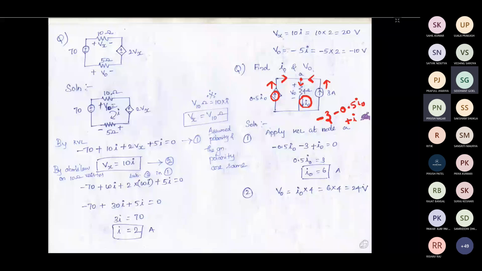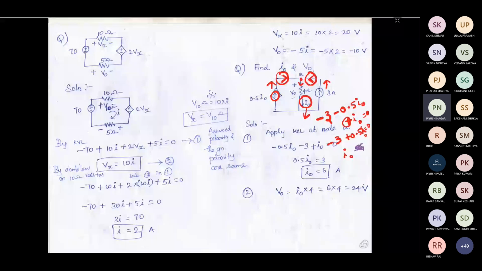Because I have taken I naught, this I naught is the current which is leaving. So for this node, this I naught is leaving, so I have considered it as positive. For this node, these two currents are entering, so I have considered those as negative. So if you see, minus 3 plus 0.5 I naught will be equal to 0. So if you calculate, I naught will be 6 ampere.